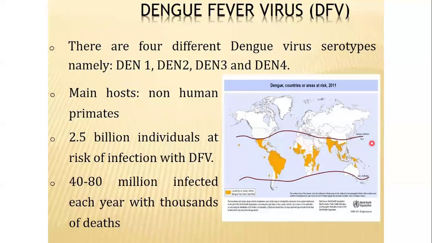As you can see here, the countries in yellow are the ones where dengue fever has been reported. So what can you guys comment about this? The countries that are at risk of getting dengue. What can you see from this map that you can comment?